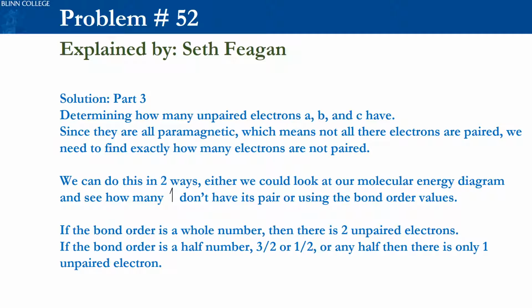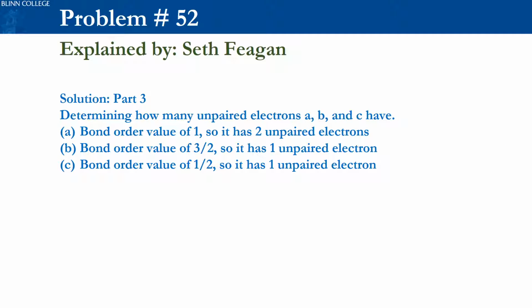So the rules for bond order values are, if it's a whole number, there's going to be 2 unpaired electrons, and if there's a half number, like a 3/2 or 1/2, which is what we got, there's going to be 1 unpaired electron. So for A, the bond order value is 1, so therefore there's going to be 2. The bond order value for B is 3/2, so it's going to be 1 unpaired. And finally, C has a bond order value of 1/2, so there's going to be 1 unpaired electron.